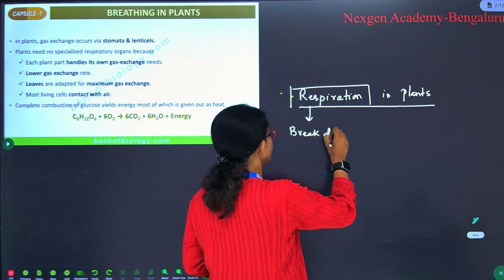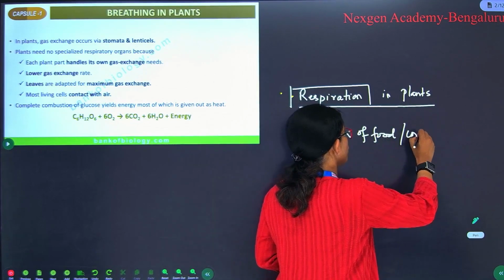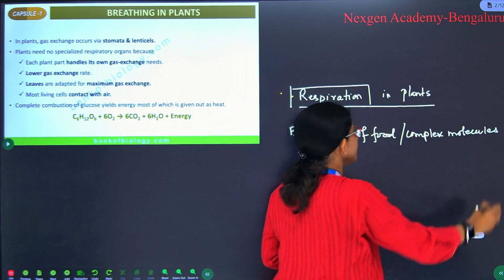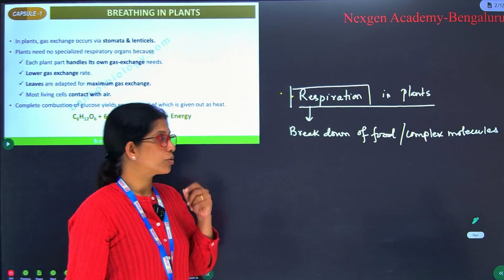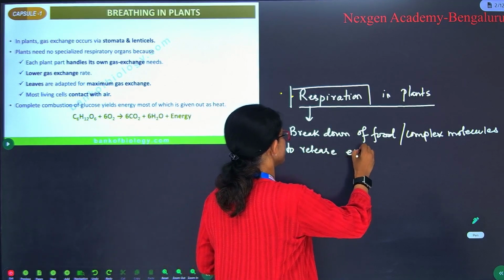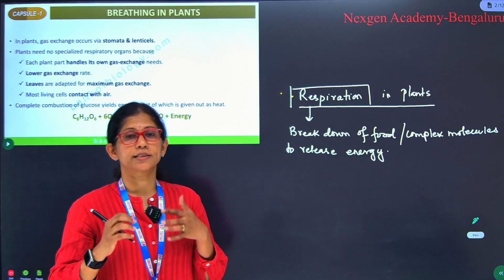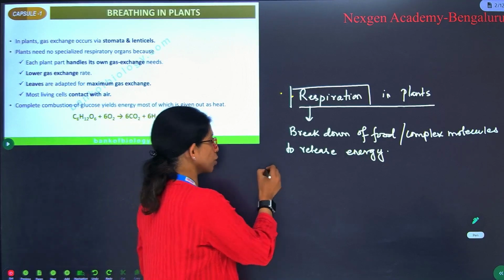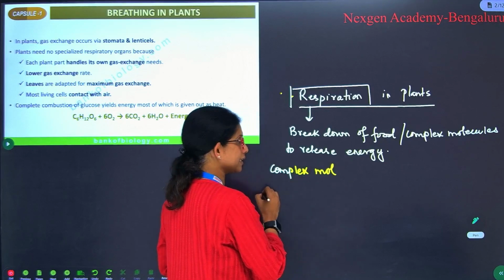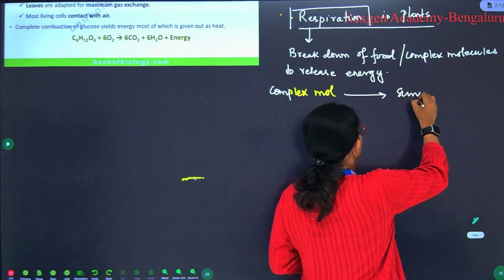When we talk about respiration, the term simply means breakdown of food, or breakdown of complex molecules, right? So, breakdown of food or complex molecules to release energy. It is a process by which complex molecules are converted into simple molecules. So what is happening here? The food or the complex molecules that are present in an organism are converted to simple molecules.